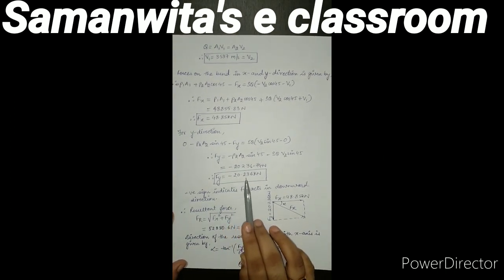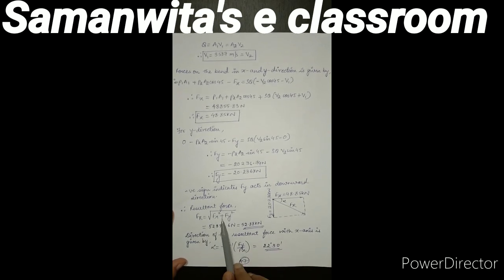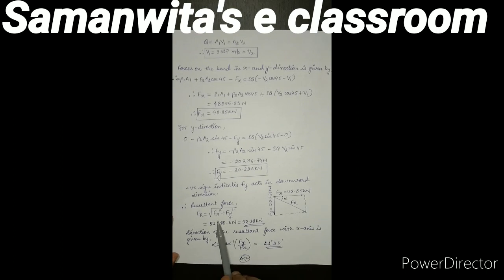I get minus 20.236 kilonewton. This negative sign indicates that Fy acts in the downward direction. I have to calculate the resultant force, which is given by the formula root of Fx square plus Fy square. When I substitute the value of Fx and Fy, I get this answer as 52.88 kilonewton.